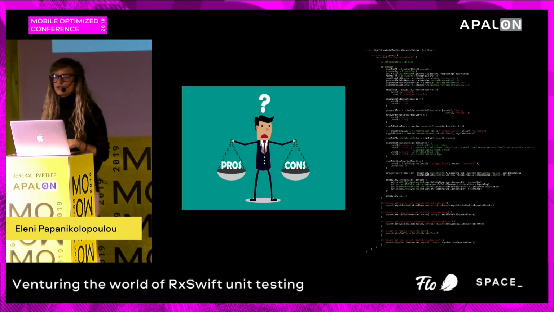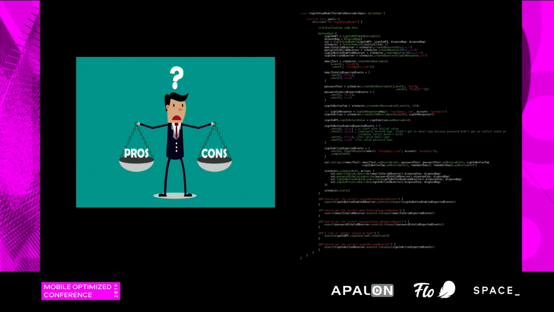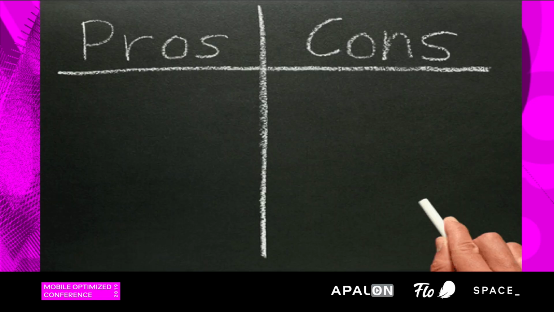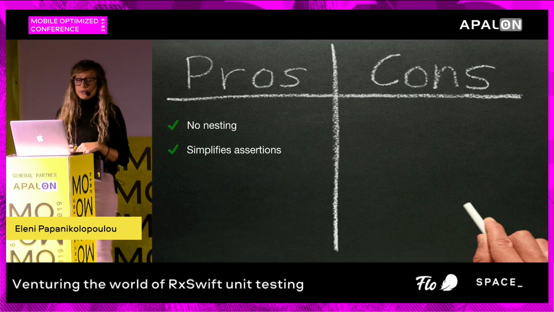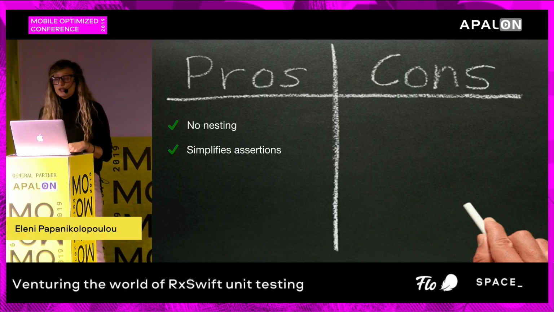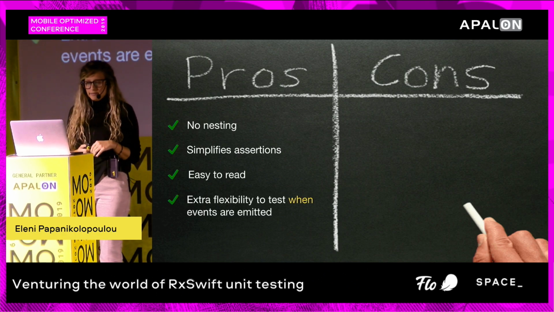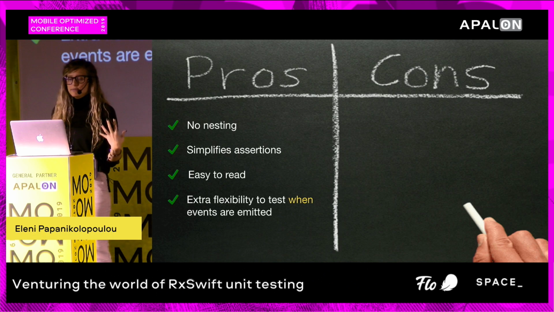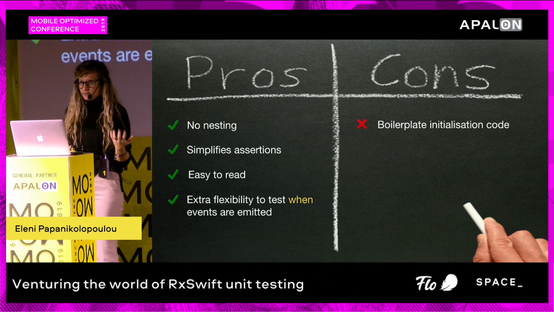Let's see the pros and cons of this way. You can see now that there is no nesting, and the before each closure has a lot of code. So there's no nesting, and the assertions have been simplified a lot, and it's relatively easy to read, and we also have extra flexibility to test when the events are emitted.